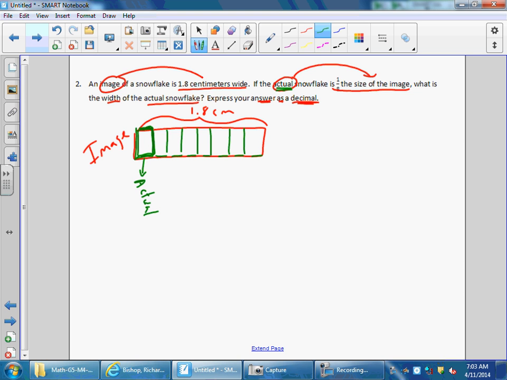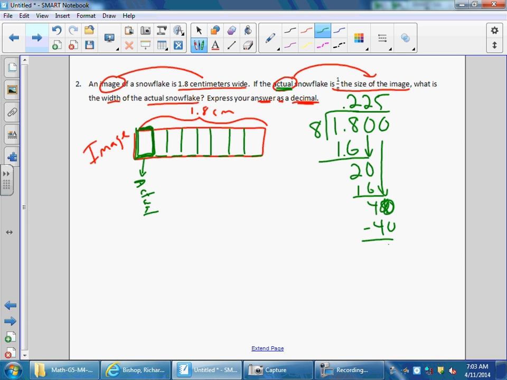So how could I find that? I could take 1.8 divided by 8, and I would get 0.225 centimeters. The other way I could have looked at that, so each one of these would have been 0.225, so that would be your actual decimal.